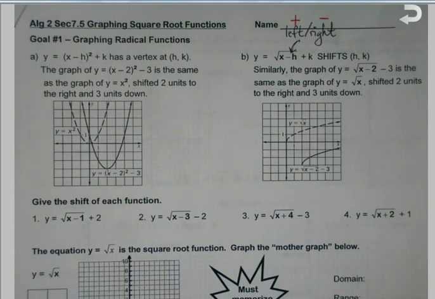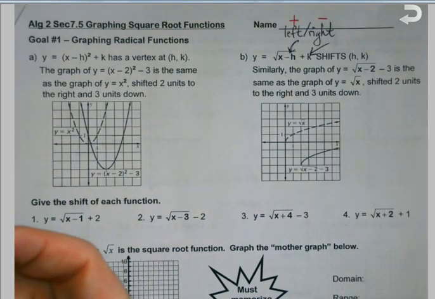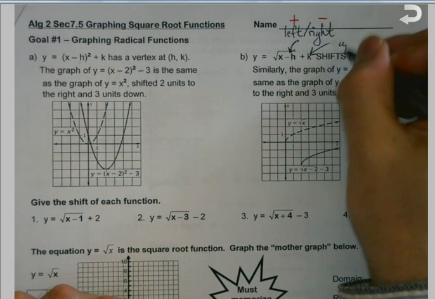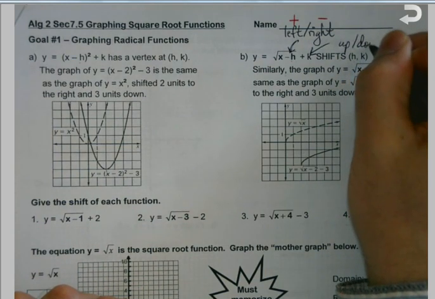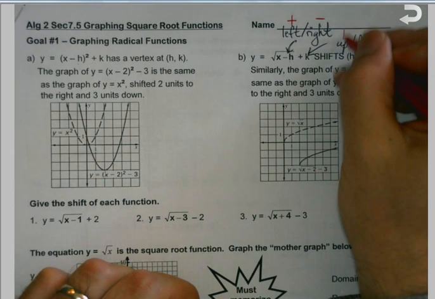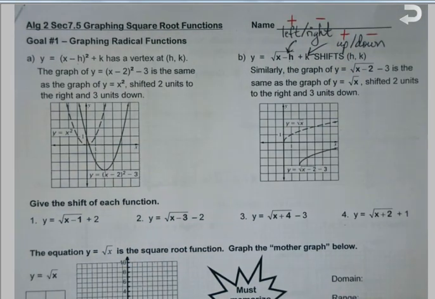So then, if I do have a value just sitting on the end that isn't inside my radical, those are my up and down shifts, but they do stay true. Up is plus, down is minus.